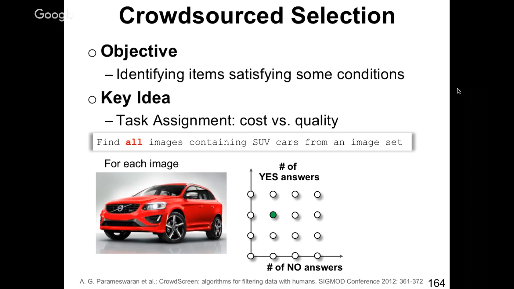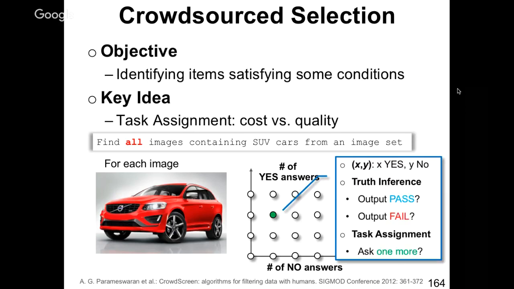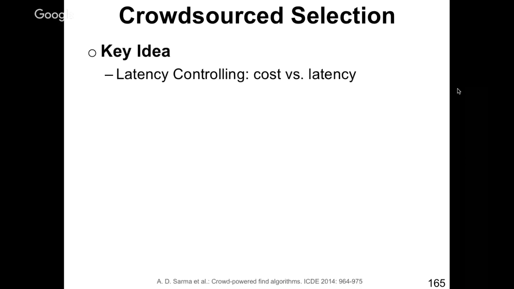And the key idea of this work is similar to what Yudian has said. What Yudian has said is truth inference, trying to say if I have collected 3 yes answers and 1 no answer, can we output pass or fail? And then there is task assignment. If I have asked these 4 questions, do we need to ask more questions? That is a trade-off between cost and quality. The second work is how to balance the cost and the latency.